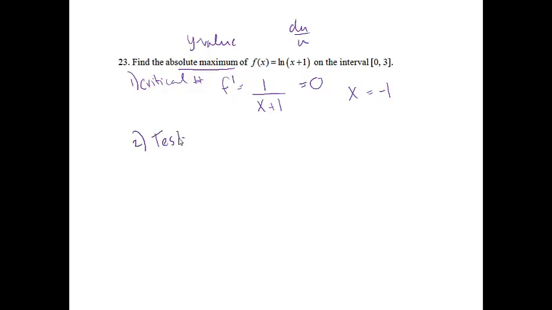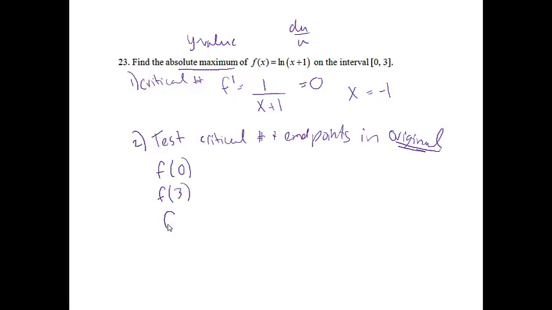Okay, the next thing that I want to do is we're not going to draw a chart this time because we're looking for y values. So I'm going to test my critical number and my endpoints. And I'm going to test them in the original because I want the original y values. So I'm actually going to find f of 0, I'm going to find f of 3, and I'm going to find f of negative 1.